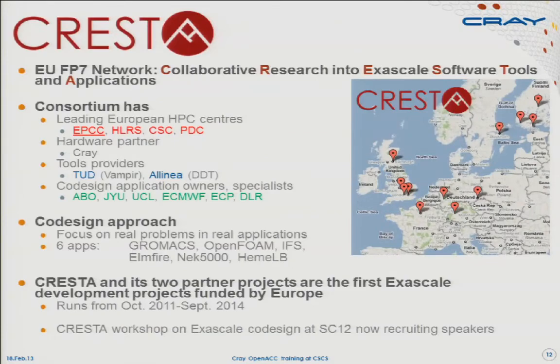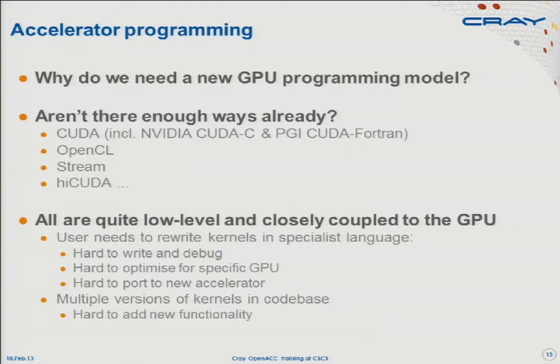And so there's a lot of effort to understand, it's one thing to build the hardware, it's another thing to actually use it. And so Cray is involved in a lot of research activities, looking at exascale software tools. And one example of this is the Cresta project that draws together a number of tools providers, hardware partners, HPC centers, as well as application owners to try and understand how to get performance on things like GPUs now with a view to what's going on in the exascale.